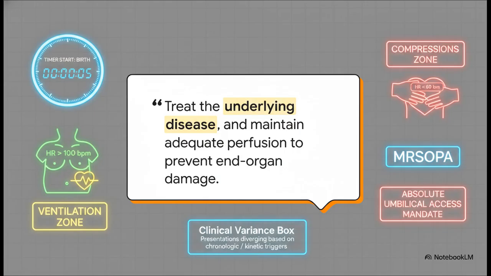When standard positive pressure ventilation fails, you have to observe the strict physiological algorithm. If the heart rate strictly drops or remains below 60 beats per minute despite 30 seconds of effective PPV, hemodynamics have collapsed. You enter the compression zone. That strictly mandates a 3-to-1 ratio of coordinated chest compressions to ventilations, 90 compressions and 30 breaths per minute, and the FiO2 must immediately be dialed strictly up to 100%.